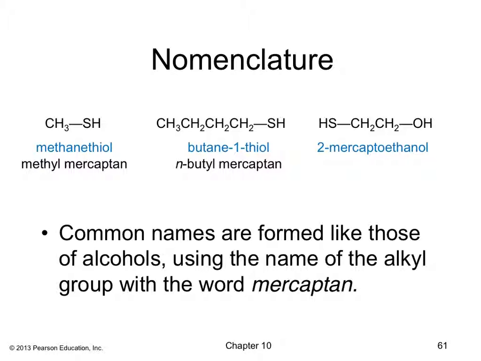Nomenclature: this would be methanethiol or methyl mercaptan. This will be butane-1-thiol, because it's four carbons, or n-butyl mercaptan. And this is 2-mercaptoethanol, so write ethanol and then 2-mercapto. Common names are formed like those of alcohols, using the name of the alkyl group with the word mercaptan.